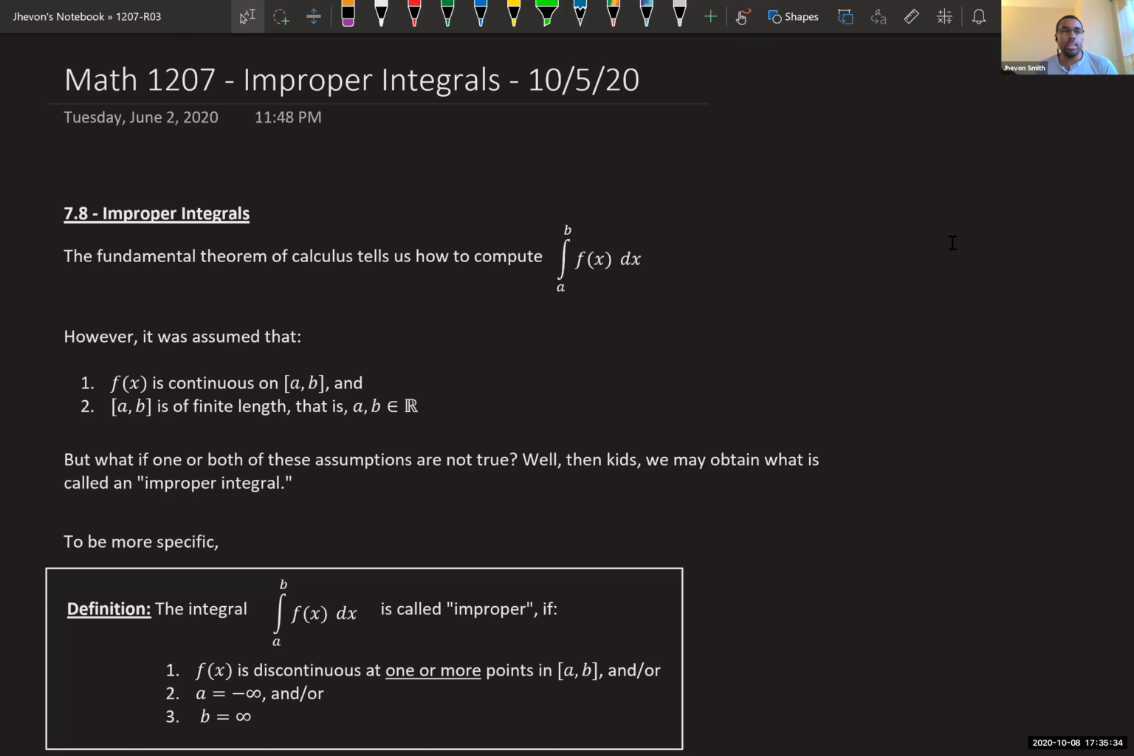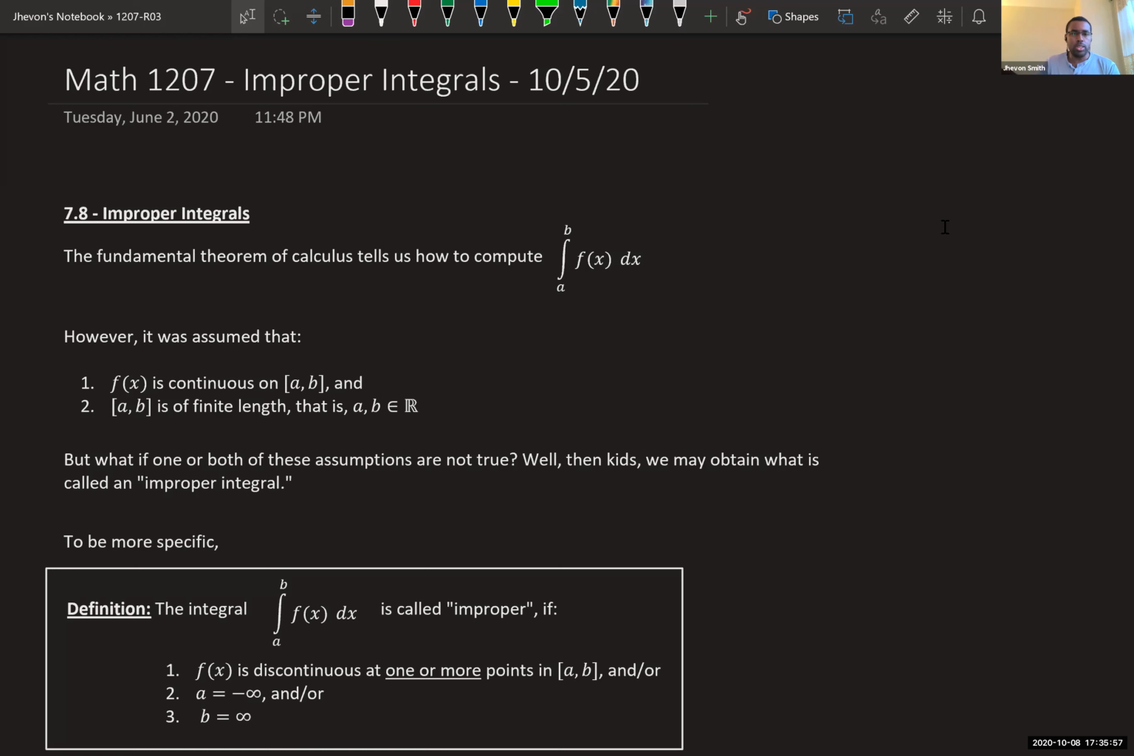Now, when you're looking at an improper integral, what we're looking at is a kind of integral where one or both of these assumptions just aren't true. So either our function is not continuous on the interval, or the interval itself is not of finite length. It doesn't make sense to dissect it in the way that we've been doing it. And that leads to something called an improper integral.